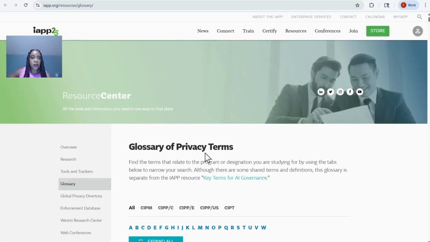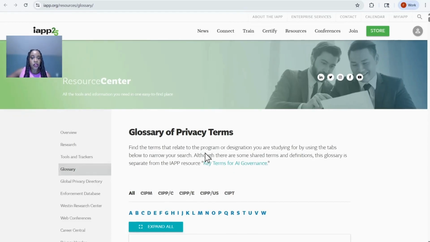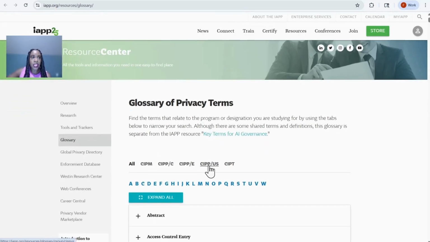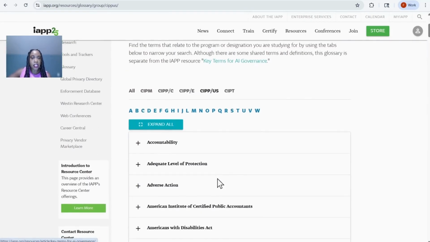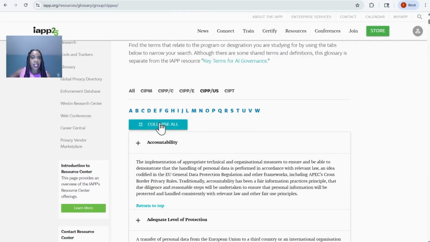This is also free. And one thing I like to do when I look at the glossary is you can filter it based on the exam you're taking. We're doing a schedule here for the CIPP/US. So I would click on that first. And now we're on it. We can expand all of them. And this is also very useful as a resource for you to be able to understand basic terminology.